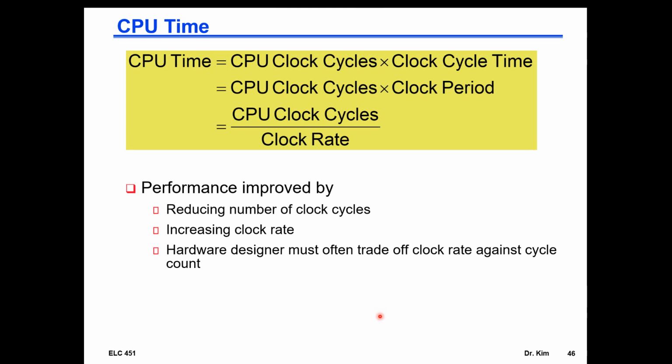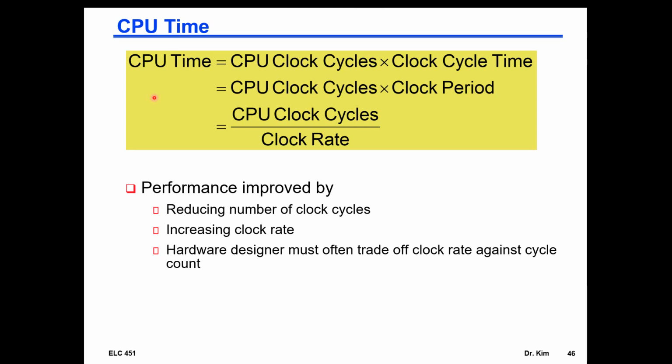So just looking at this simple relationship gives us a couple of insights. If performance is defined by having as small as possible CPU time, meaning that the CPU completed the task as fast as possible, I could improve the performance by reducing the number of clock cycles. So if I reduce this term, my CPU time goes down. The other thing I could do is increase the clock rate. So if I increase the clock rate, the clock cycle time, or the clock period, will go down as well. So my CPU time will be decreased.